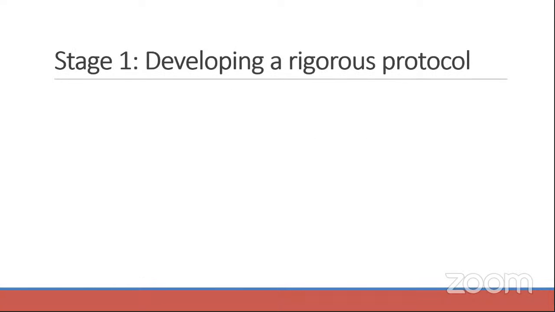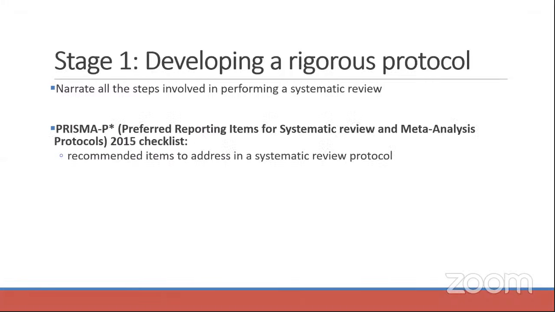The stage one, you must develop a rigorous protocol. You must narrate all the steps involved in performing a systematic review. And you have something called the PRISMA-P checklist, which stands for Preferred Reporting Items for Systematic Review and Meta-Analysis Protocols. It's published in 2015. And this checklist has the recommended items to address in a systematic review protocol.